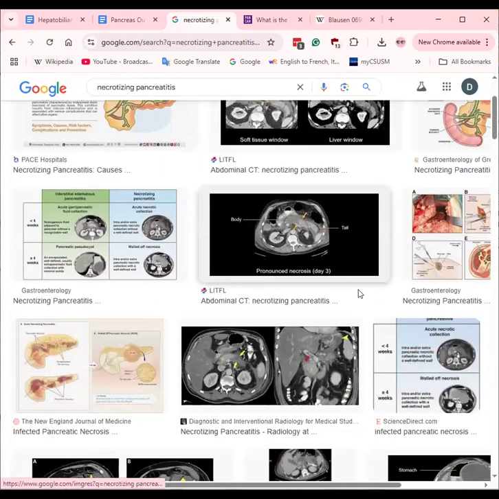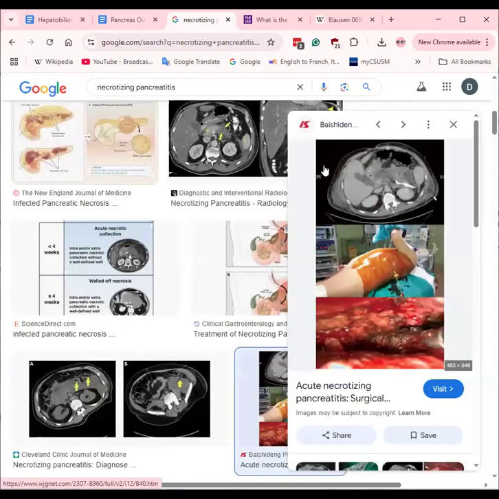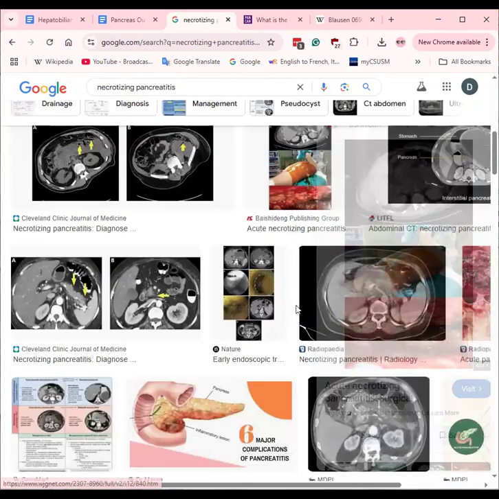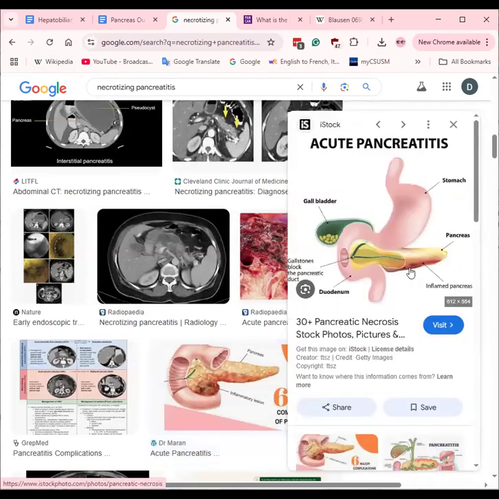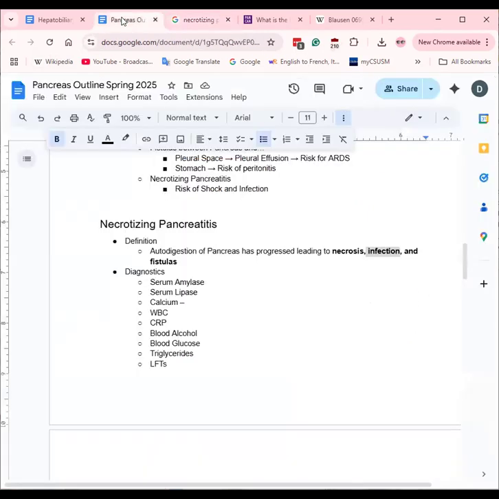So let's see if we can get a picture. If not, it's okay. I don't know what I'm looking at there. Yeah, so here you see this darkened area where you have inflammation. This is probably where it's going to start to break down, make its way through the pancreas and then start connecting to other things.